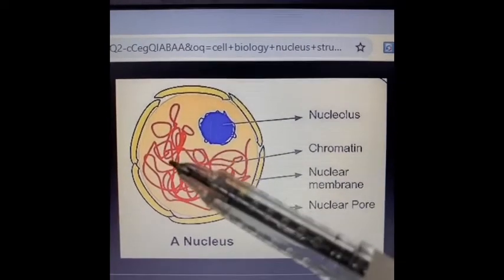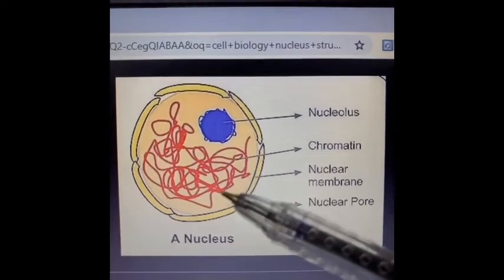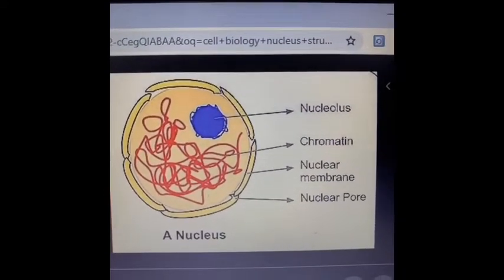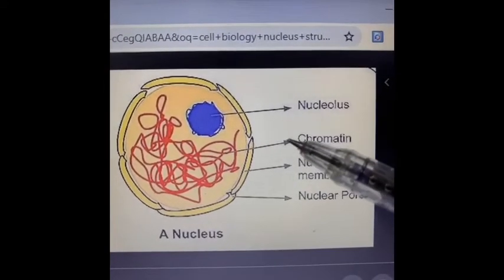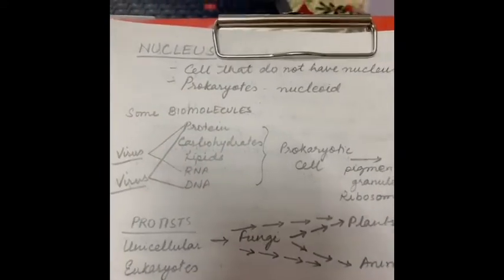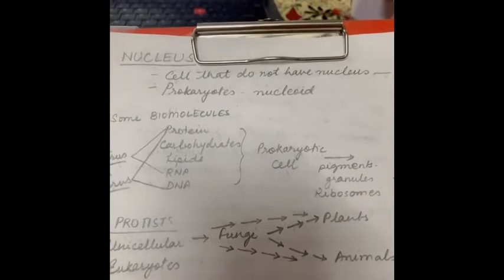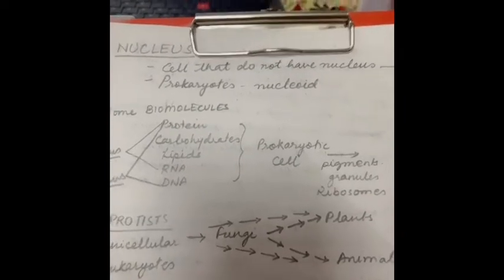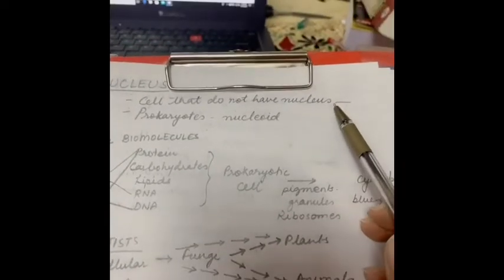In the nucleoplasm are suspended thread-like structures, which we call chromatin fibers. They are made up of proteins and DNA, and they are the hereditary material. Now, the nucleus is the most important part of a cell, but there are cells which do not have a nucleus. Can you name them? The cells that do not have a nucleus.